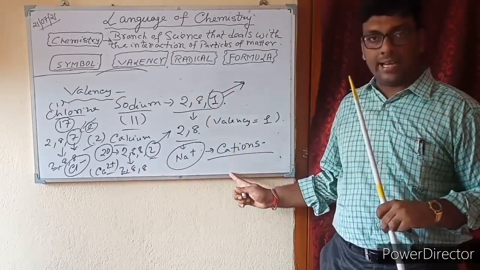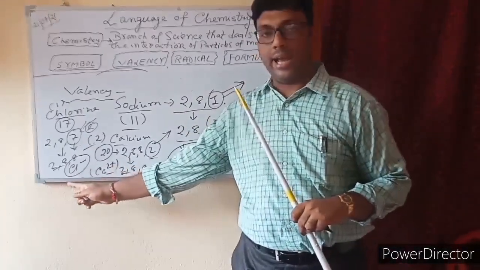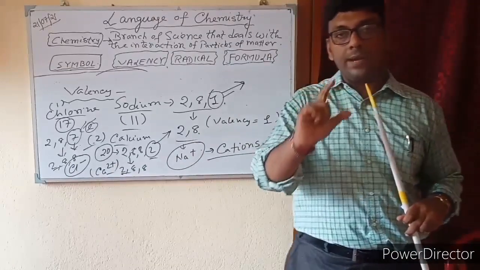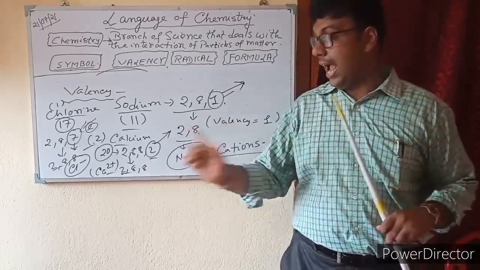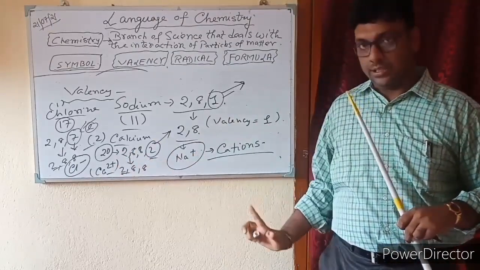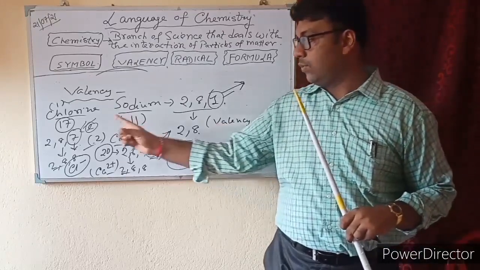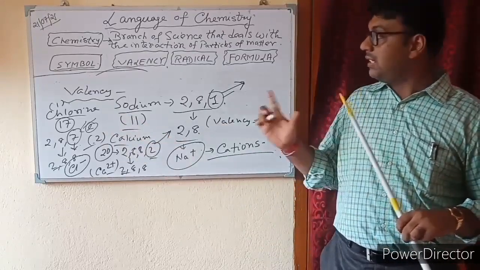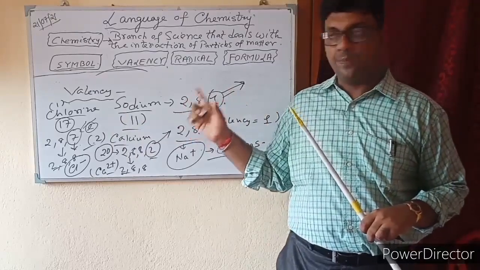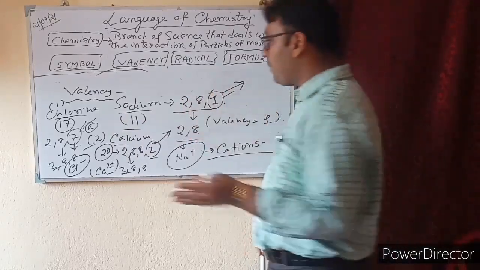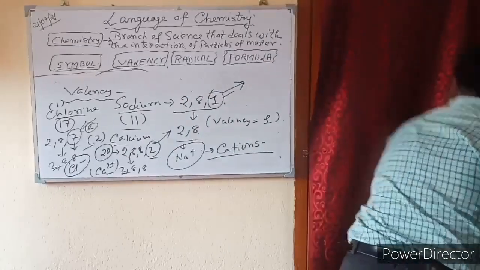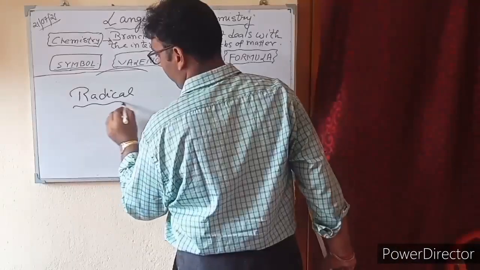Positive charge is called cations and negative charge is called anions, and generally non-metals are anions, that is negative in charge, and its valency is 1. So this is all about the basic concept of valency. So after valency, my next topic is radical.